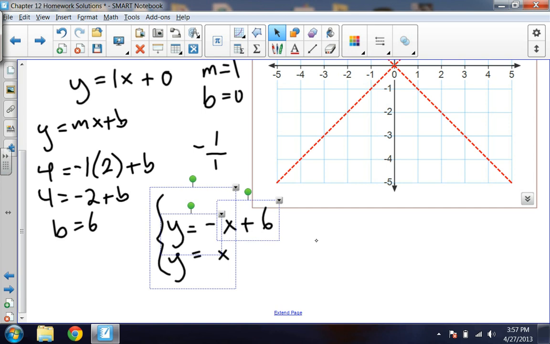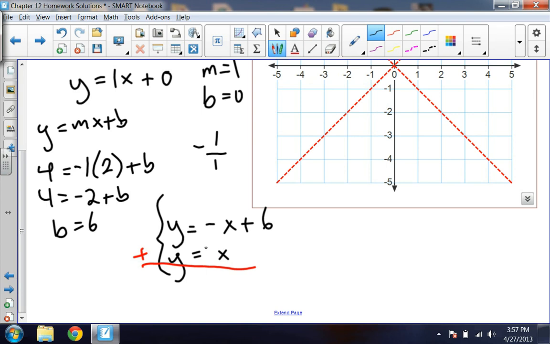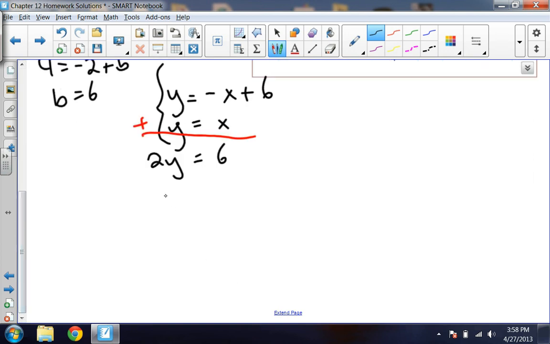The addition-subtraction method basically takes these values. You can put a line underneath there and add them together. If I add all the values together that are like terms, these x's can cancel out. So y plus y is 2y, equals negative x plus x is 0, and then 6 is left over. So I have 2y equals 6. And I can solve for that and say that y equals 3, dividing by 2.